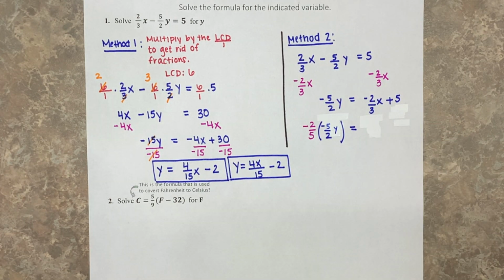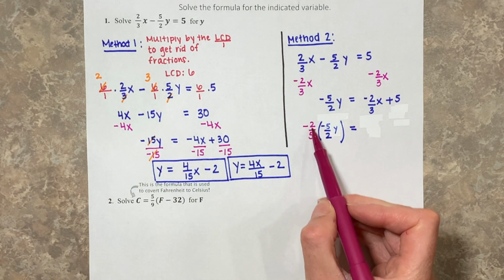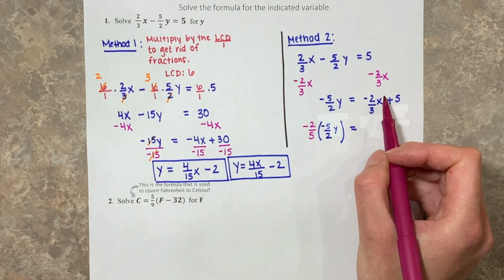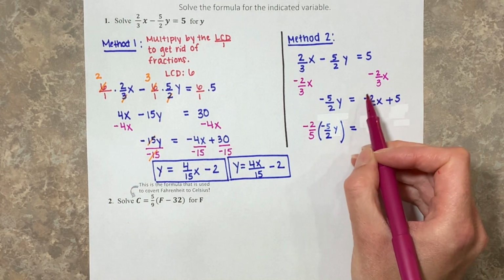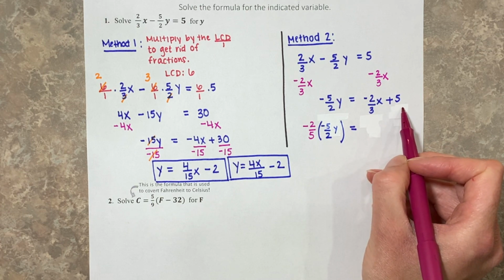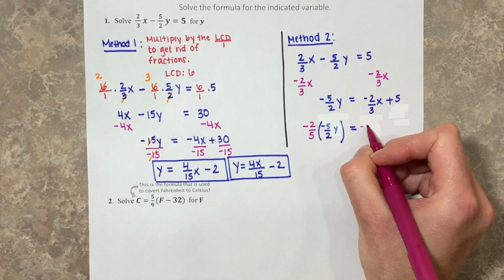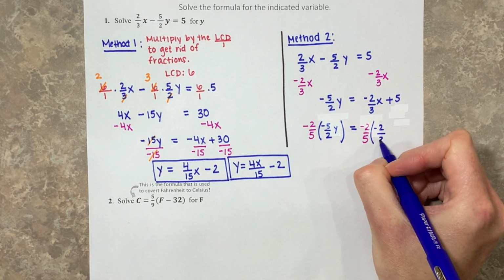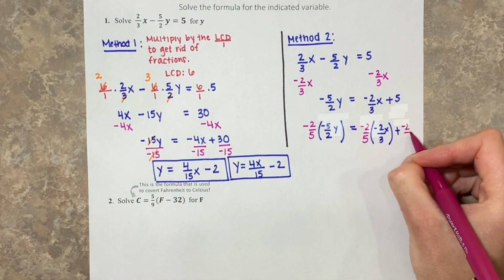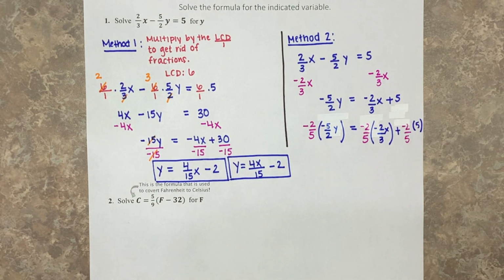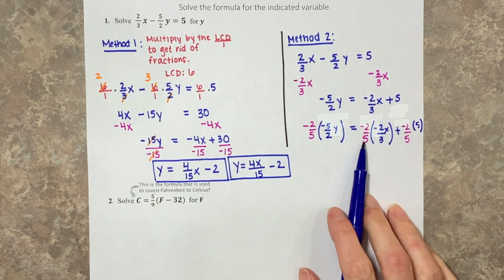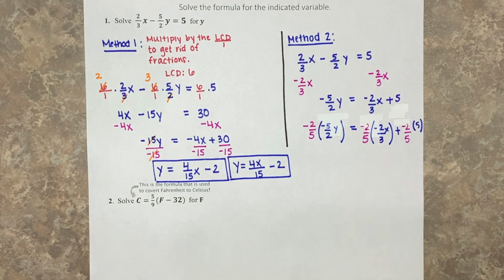What you do to one side of an equation, you also have to do to the other side. And if we multiply this left side by negative 2/5, you can either multiply this whole other side by negative 2/5, or as I like to write it, let's multiply each term by negative 2/5. Okay, so I've multiplied the negative 2/3 x by the negative 2/5 and the 5 by the negative 2/5.